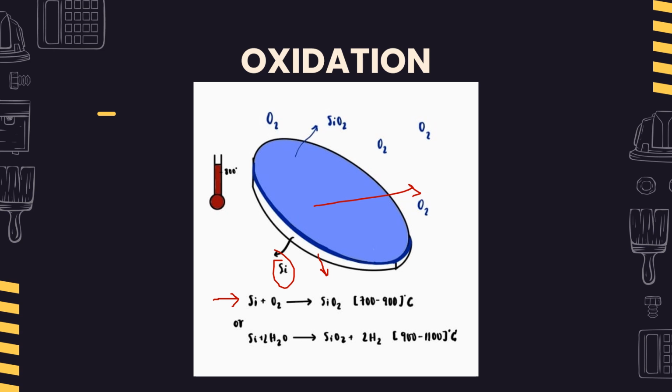As I told previously, we could also go for wet oxidation. In this case, instead of an oxygen atmosphere, we will have a water atmosphere, and the reaction would be really similar. We will form a layer of silica, but we will also have hydrogen molecules as a product.